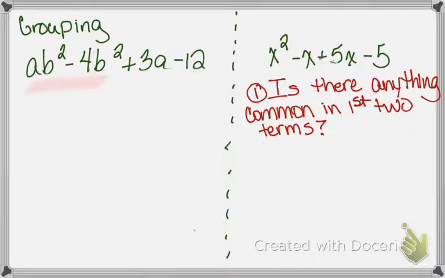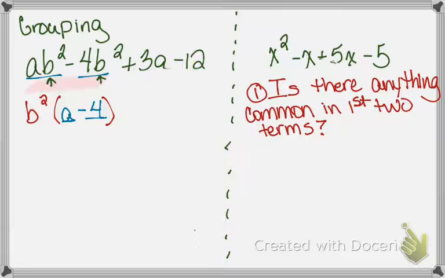Yes. So I am going to take out the b squared. That's what I'm taking out. Okay, so I'm going to have b squared on the outside. Okay, b squared times what is going to give me ab squared? A. Okay, b squared times what is going to give me negative 4b squared? What am I going to multiply that by? It's a number. What do I multiply it by? Negative 4. Okay? So, what I did there is I just looked at the first two terms.